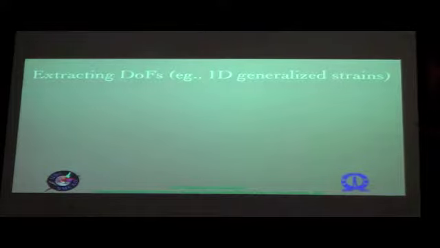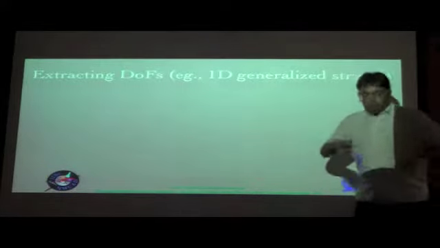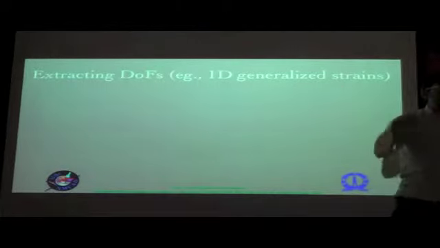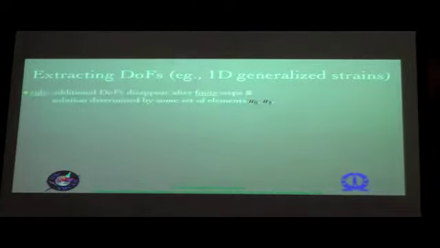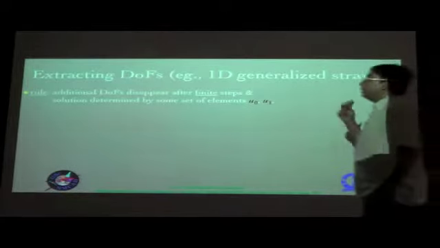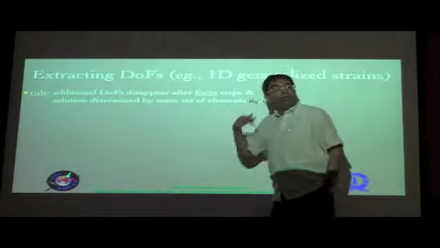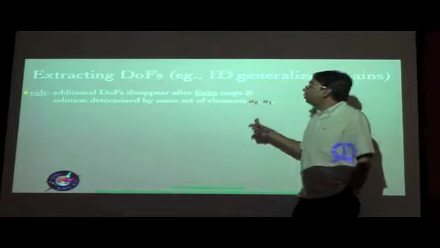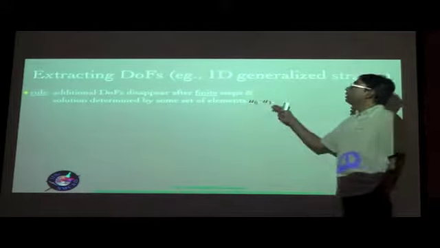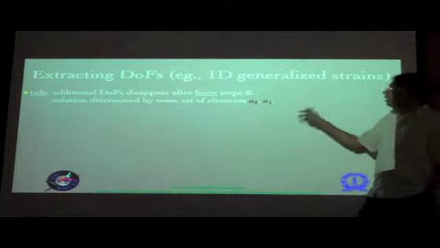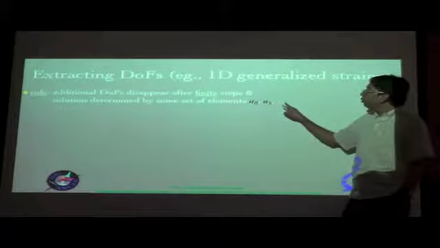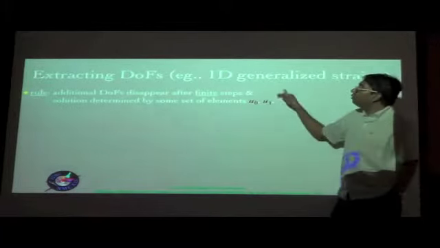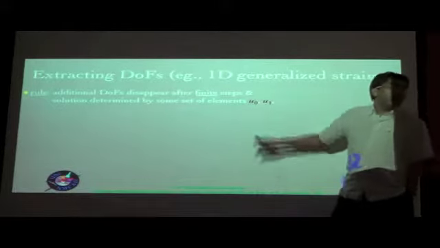So in our case, of course, the degrees of freedom could be the rigid body translations and rotations, or put in a different way, in terms of the 1D generalized strains. So the rule here is that the additional degrees of freedom will disappear after a finite number of steps, and the solution is determined by some set of elements. Let's call them U0, U1, etc. Now U1 would be a function of U0, U2 would be a function of U1 and U0, and therefore each one of them eventually can be thought of as a function of U0 only. Okay.